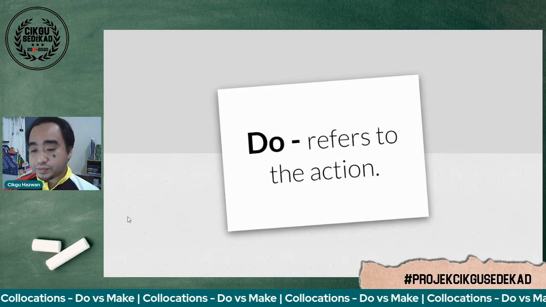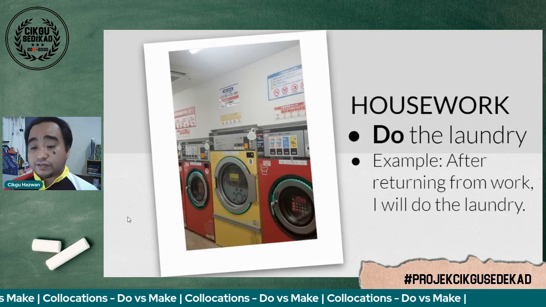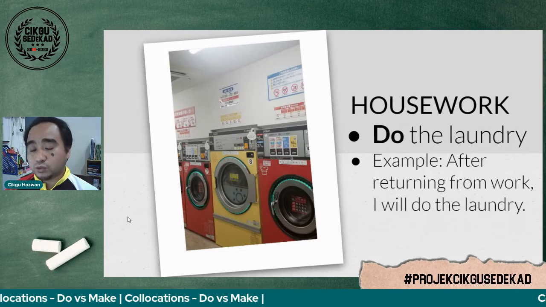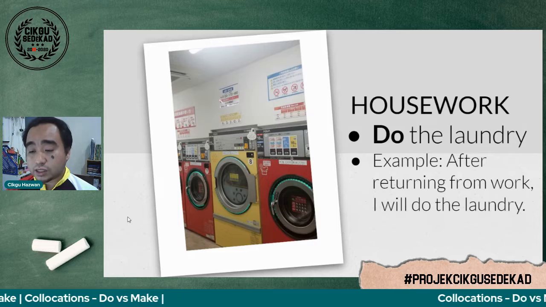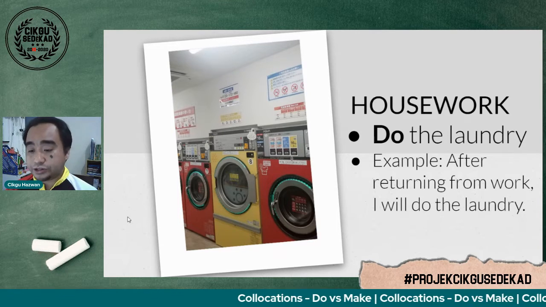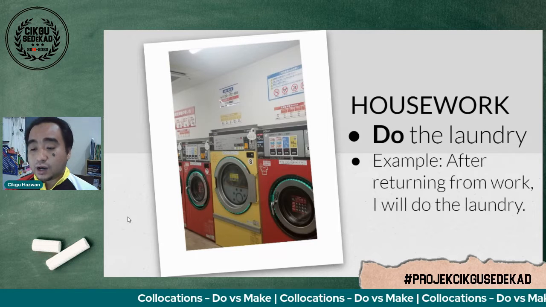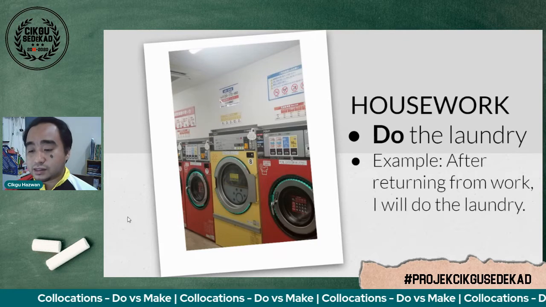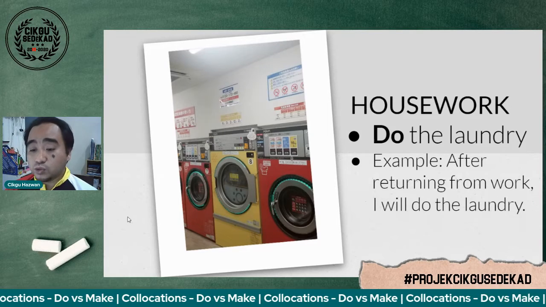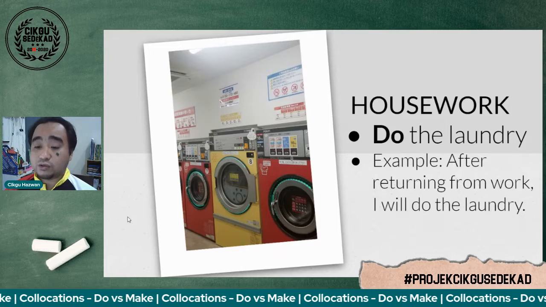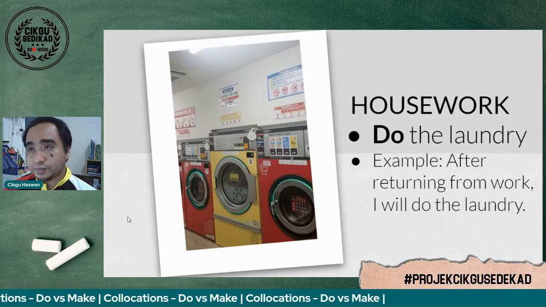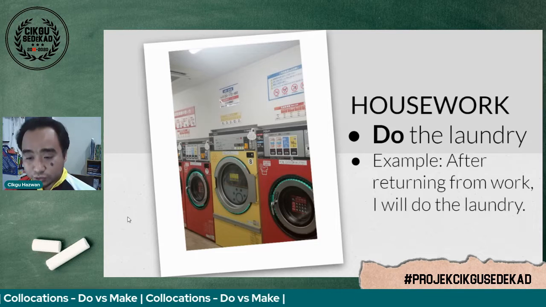Okay. For example, there are a few categories where we can use do. For example, when we want to talk about doing housework. For example, do the laundry. Okay. How can we use do the laundry in the sentence? After returning from work, I will do the laundry. Okay. I will do the laundry. So it's understandable that you're going to wash your clothes.